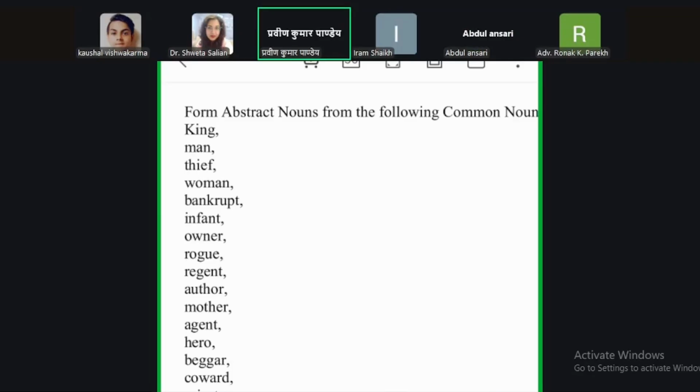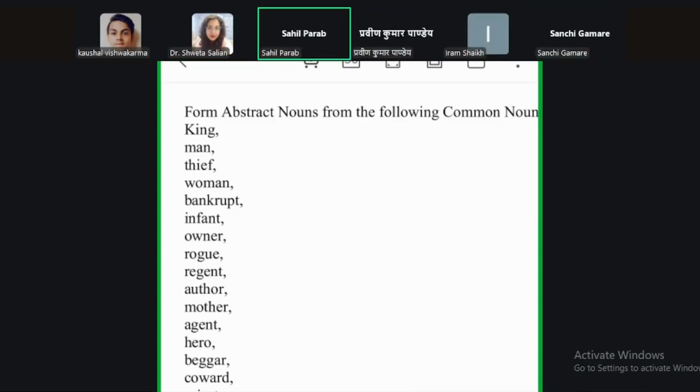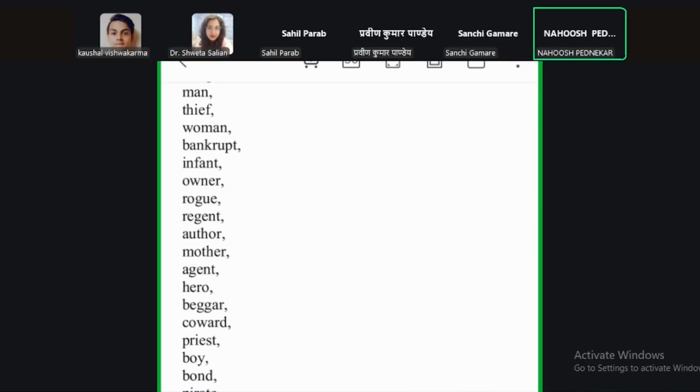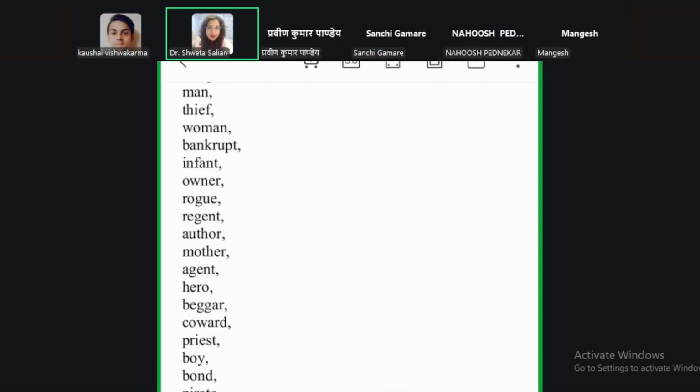Then thief, theft. Woman, womanhood. We associate woman with womanhood. And bankrupt, bankruptcy. Same thing. Infancy.